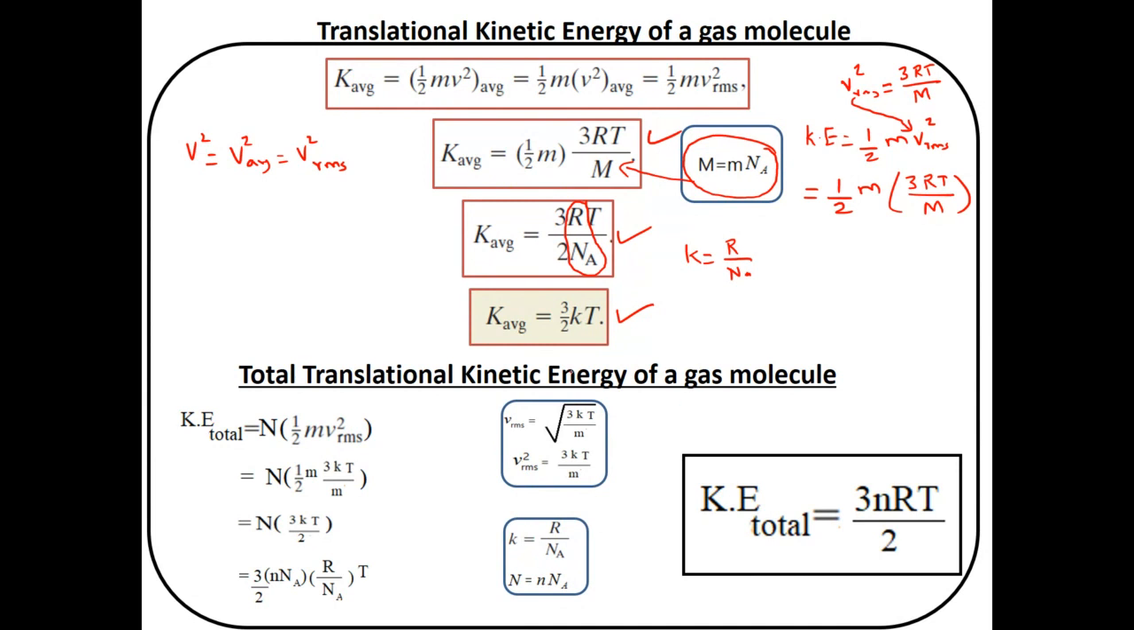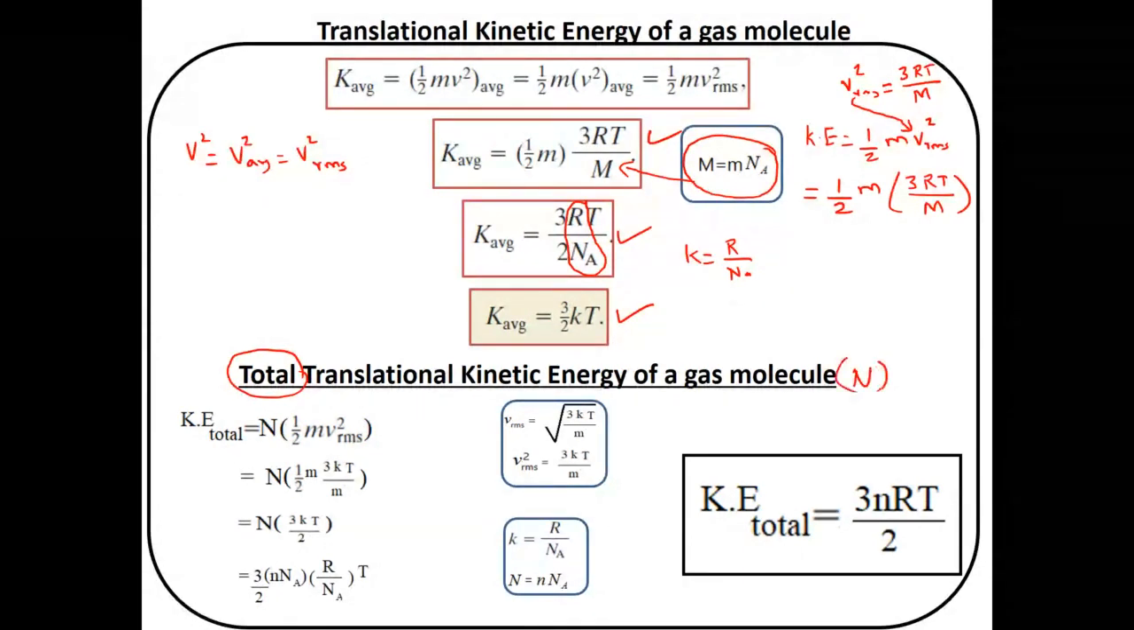What is the meaning of total? For example, if you want to find the total kinetic energy for all the gas, the gas consists of n number of molecules. So I have to multiply this n with the kinetic energy formula. Clear?